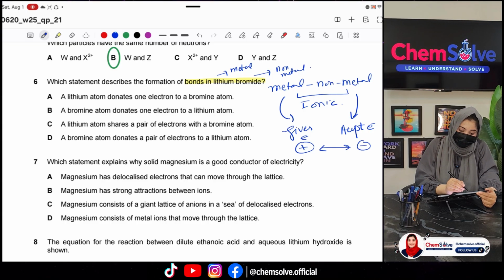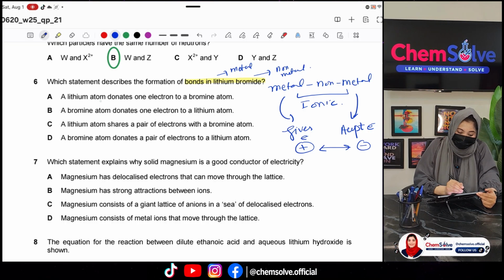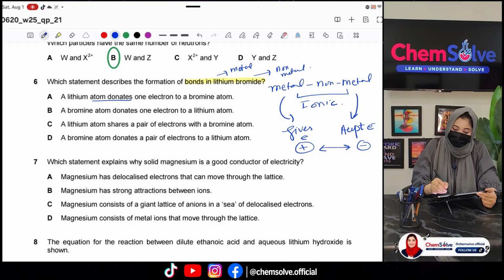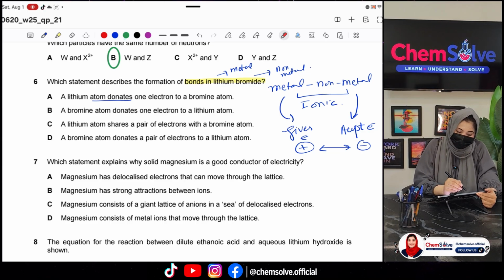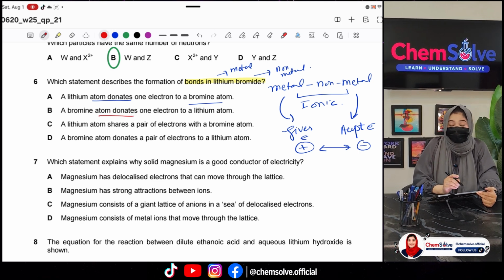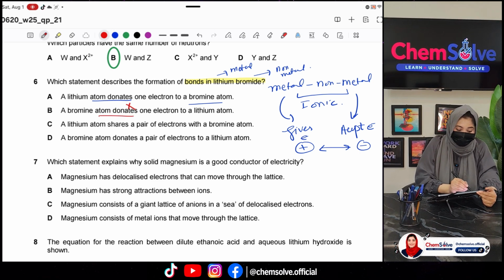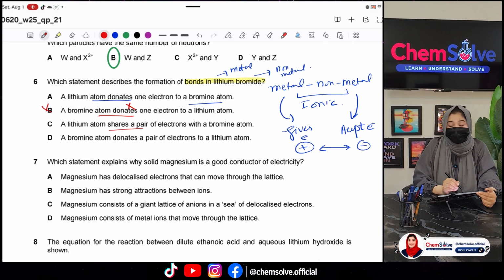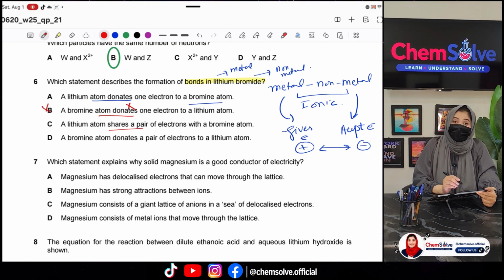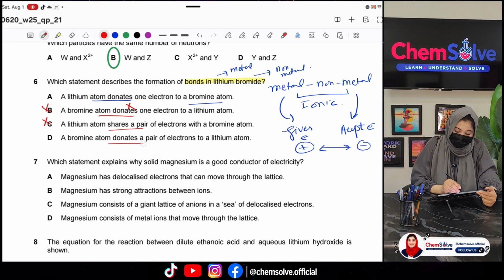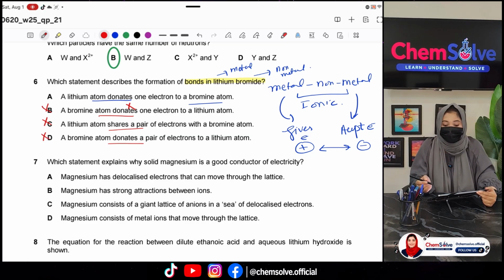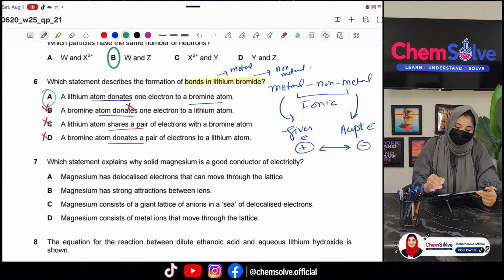So option A says a lithium atom donates electron. Yes, metals donate electrons. And bromine gains electron. Yes, it seems correct. But look at the other options as well. Bromine donates. No, bromine is a non-metal. It will accept. So wrong. Lithium shares. No, in ionic bonding there is no sharing. There is complete transfer of the electron from one atom to another atom. A bromine atom donates? No, bromine accepts because it's a non-metal. So clearly option A is the correct one.